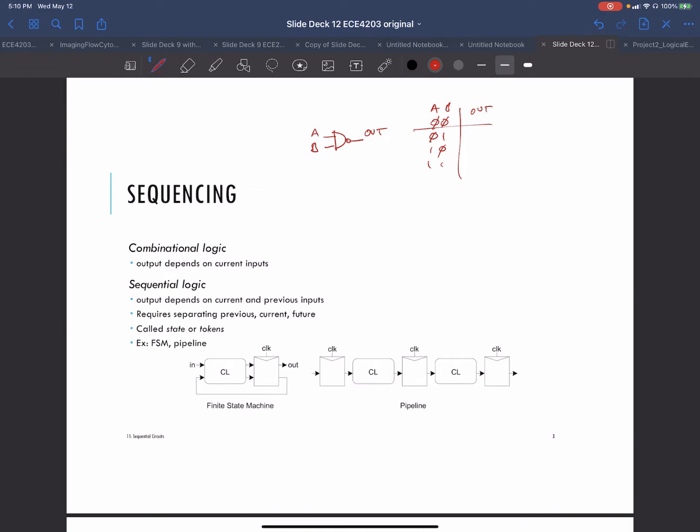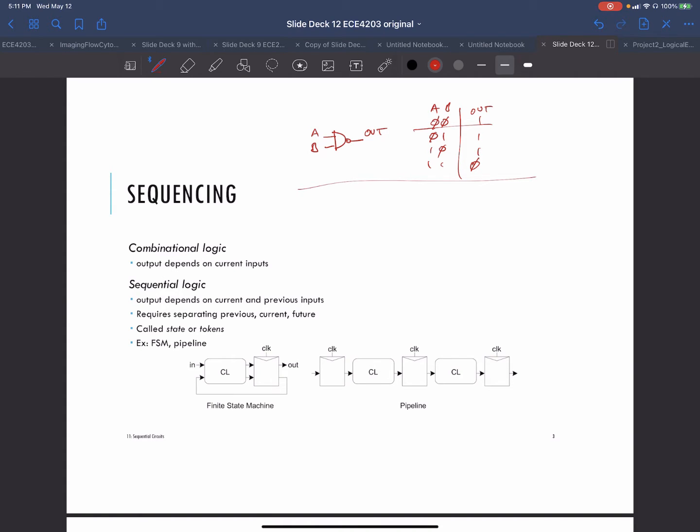Let's see, how does this go? That is low, high, high, high. So it doesn't matter what happened before. Okay, so NAND gates, NOR gates, inverters, etc. But that's not the only type of circuit we need for logic.